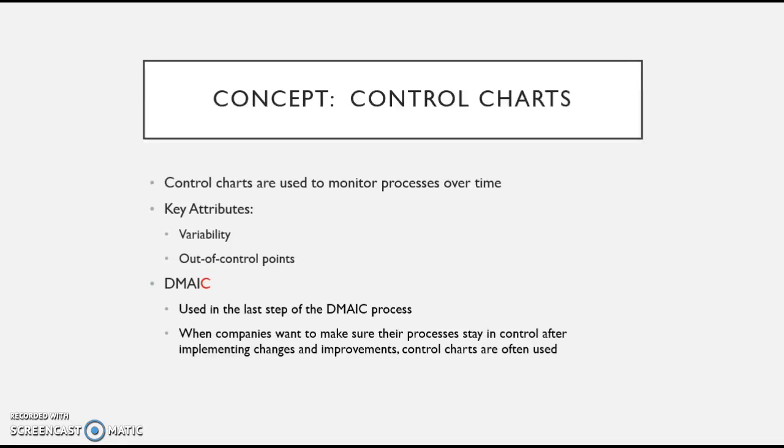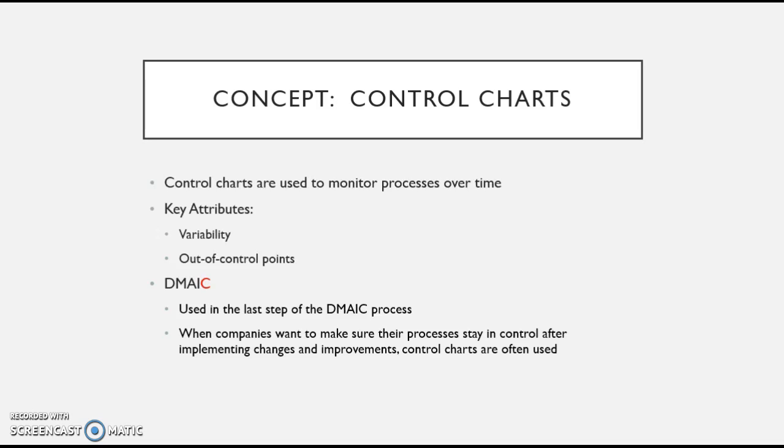So we will now talk about our next concept of control charts. And control charts are used to monitor processes over time, and their key attributes include variability and out-of-control points, which we'll talk about in a little bit. And it's worth mentioning DMAIC, which stands for Define, Measure, Analyze, Improve, and Control, because control charts are really a big part of the control step in this process.